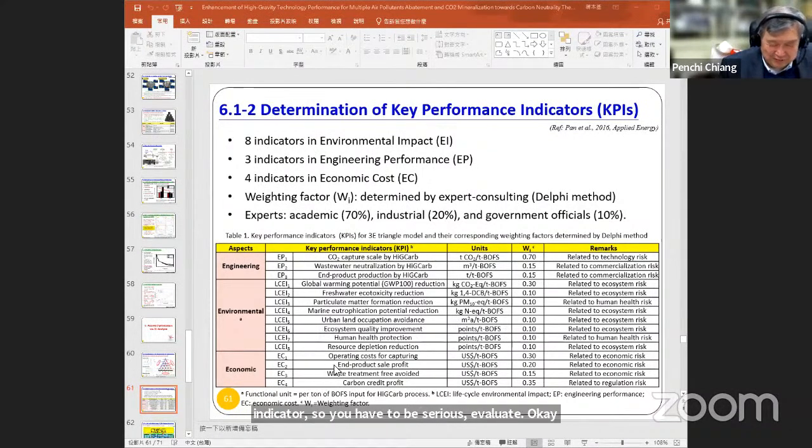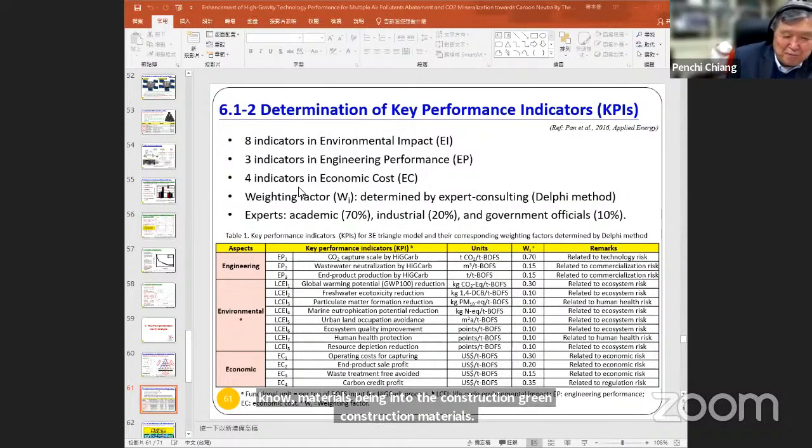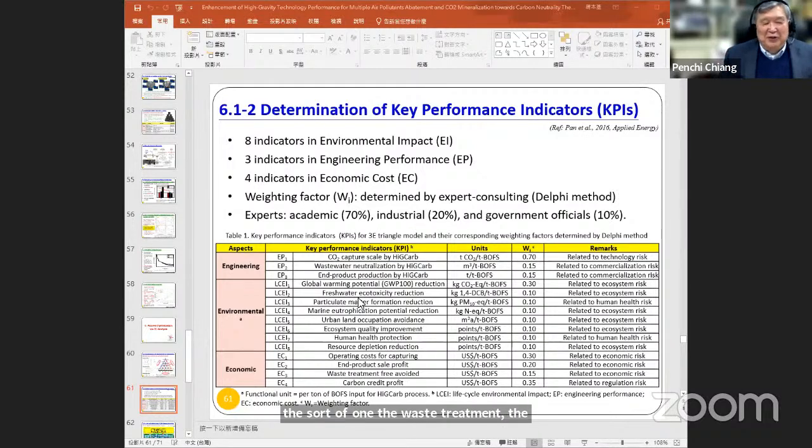But for the economic study in this particular research work, we consider the operating cost for capture. Then we have to consider the end product, the sale profit. For example, if we really can convert the waste materials into green construction materials, obviously you can get some profit. And the third one, the waste treatment fee. As I mentioned, if we can use the wastewater and the waste materials, during the process, in some cases, we can neutralize the pH value, so probably you can get some additional benefits.